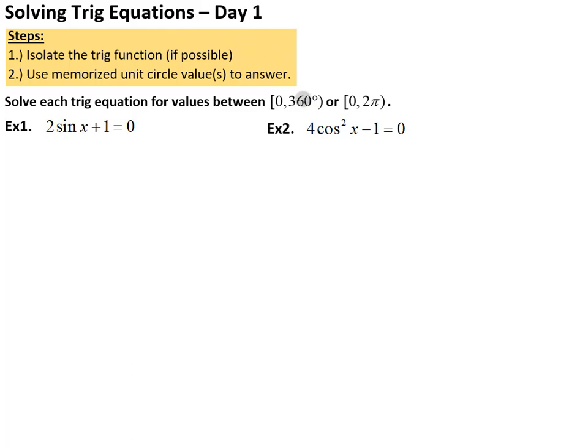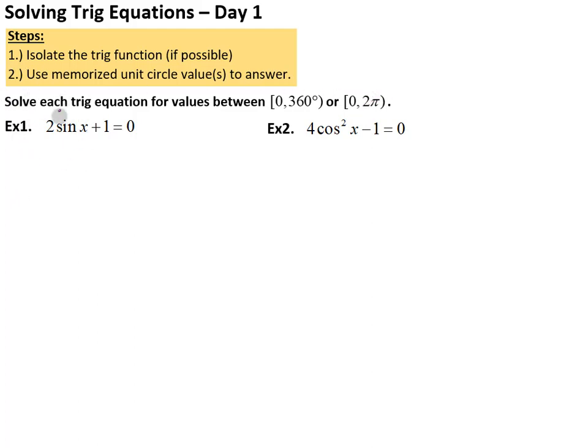Just remember that we are going to go between 0 and 360, 0 included, 360 not included. Actually, I wrote this backwards, didn't I? No, I wrote it correct. And then from 0 to 2 pi, 0 included, 2 pi not included.